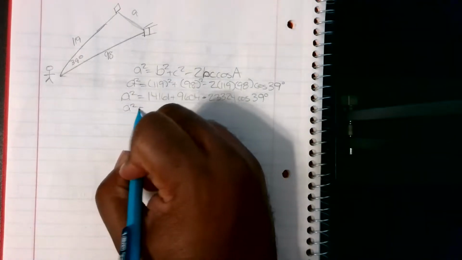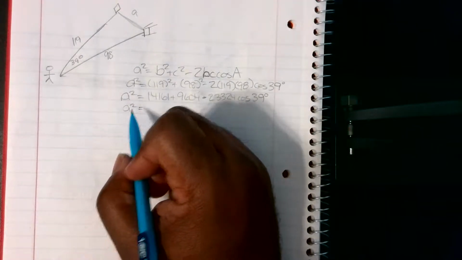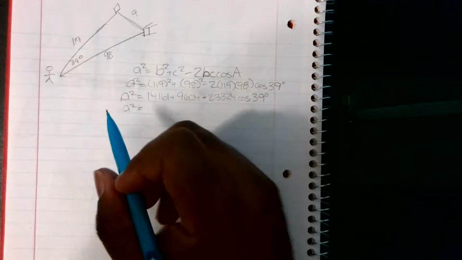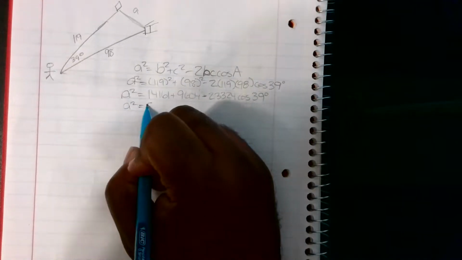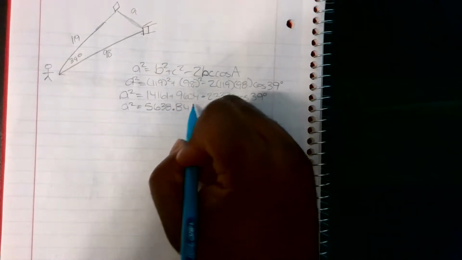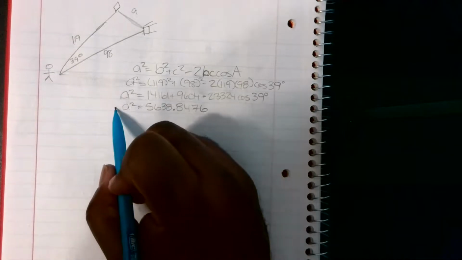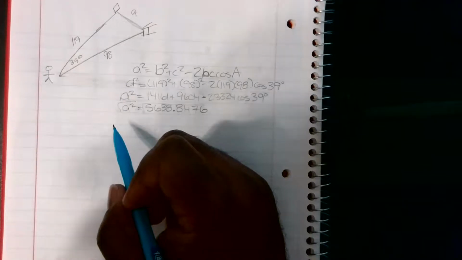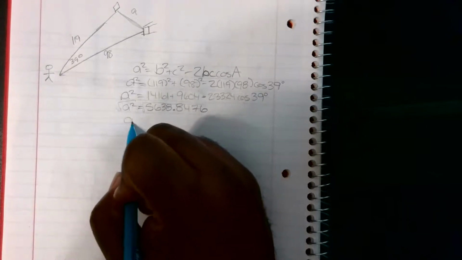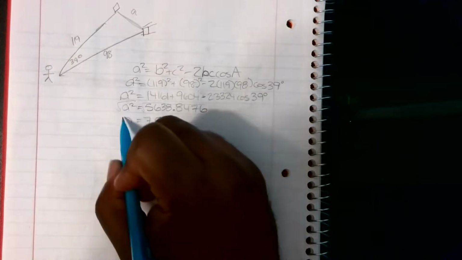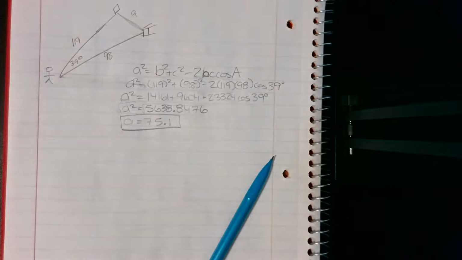So A squared is equal to, it says in the instructions again, carry your intermediate computations to at least 4 decimal places, and then round your answer to the nearest tenth of a foot. So A squared is equal to 5638.8476. That's intermediate. We're going to take the square root of both sides, because A is squared. Square root of the answer, and you end up with A being equal to 75.1, to the nearest tenth. That's the distance between the two.